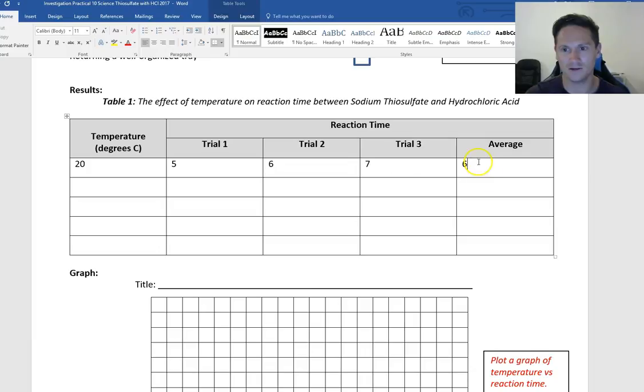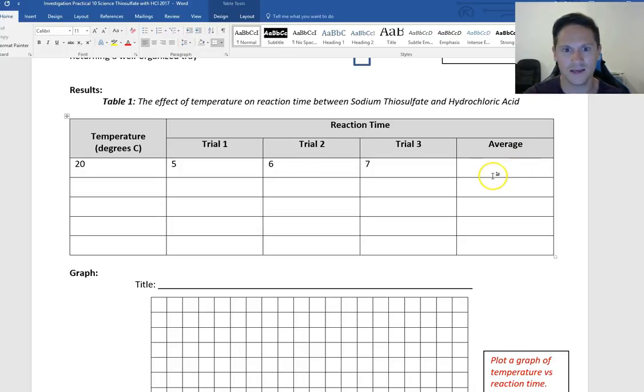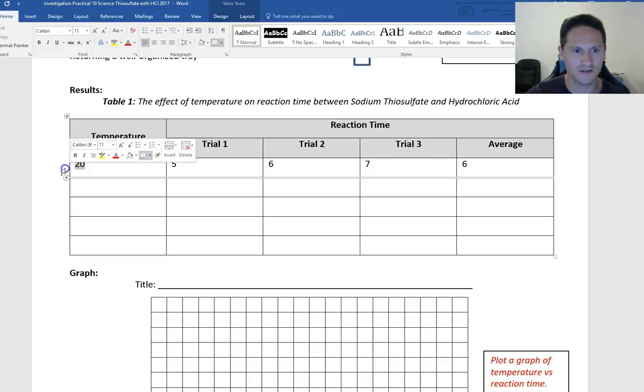Just make sure you look at your answer for your average column and just make sure that it's in between these numbers. I mean, if I had an answer of 8 or 9, obviously that's higher than these three, so that's not going to make sense. Okay, you've got your average and you're graphing your temperature versus your average reaction time.